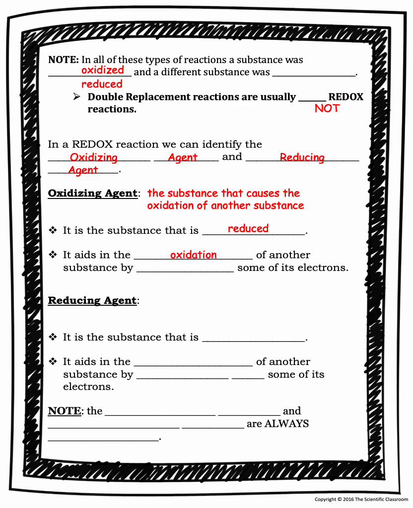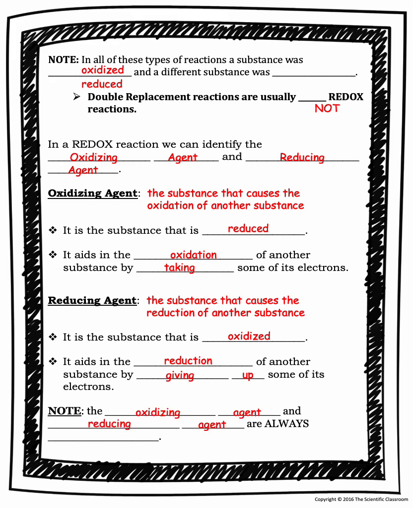That's because the oxidizing agent helps oxidize the other thing, so it has to be reduced because it's taking the electrons. And the reducing agent is the opposite. The reducing agent causes the reduction of another substance because it's the thing that is oxidized. It helps reduce the other substance by giving up some of its electrons. So the oxidizing agent and the reducing agent are always reactants. It's never, ever going to be a product. The agents have to be reactants.